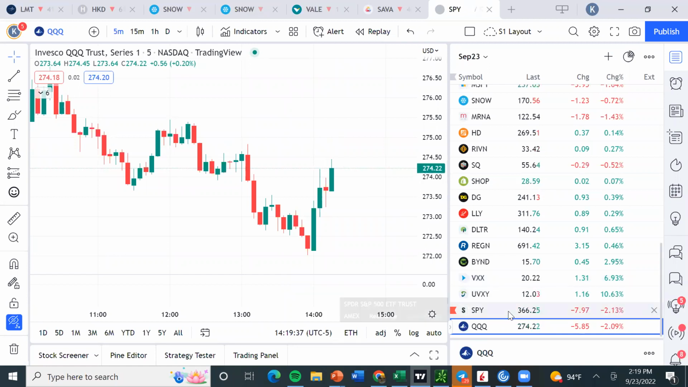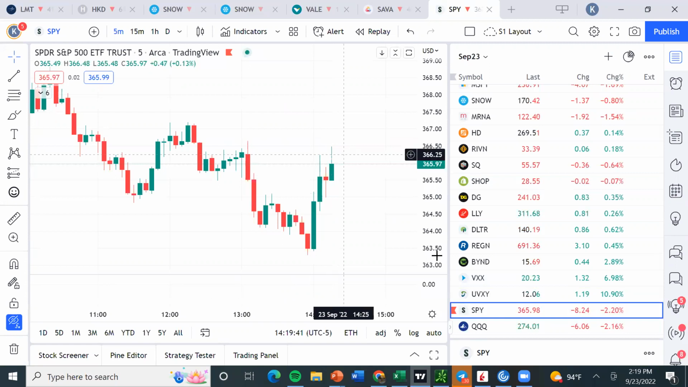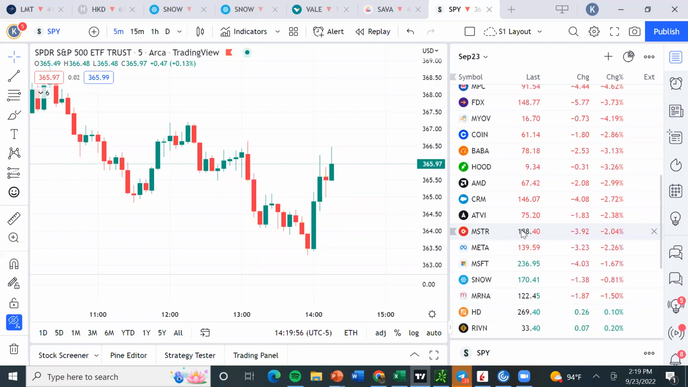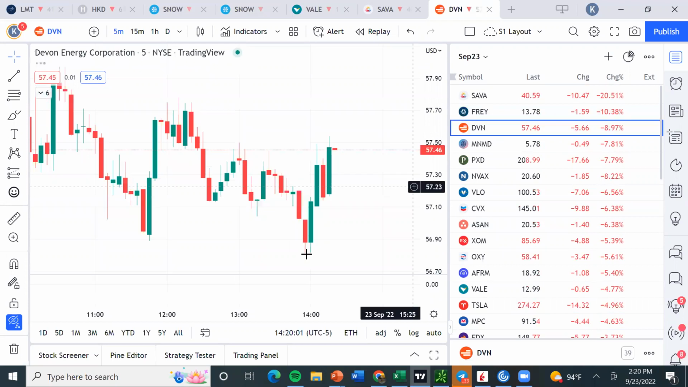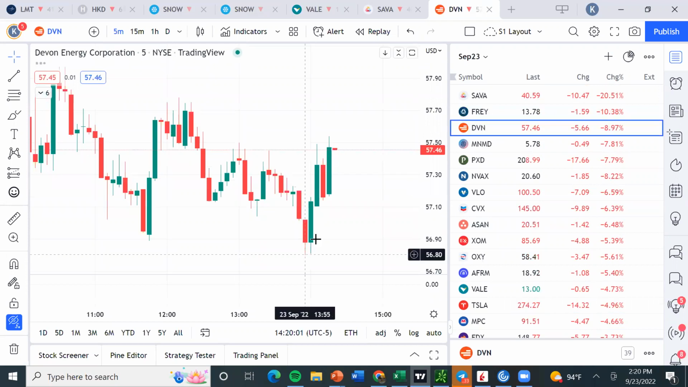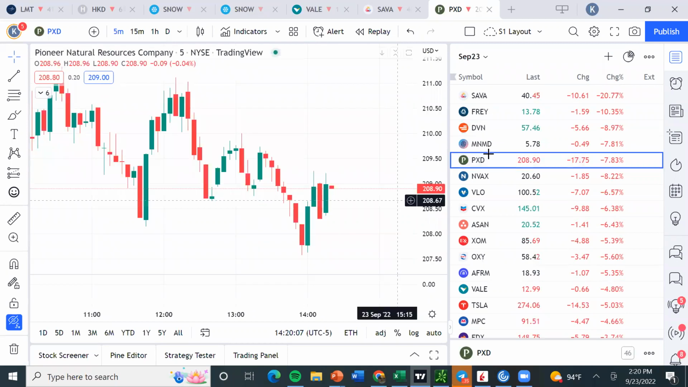So SPY, you can see, nearly a $3 move, which is more than the 100% or 150% we made on SPY calls. DVN came down, it started moving up. And you can do the same thing, right? PXD.